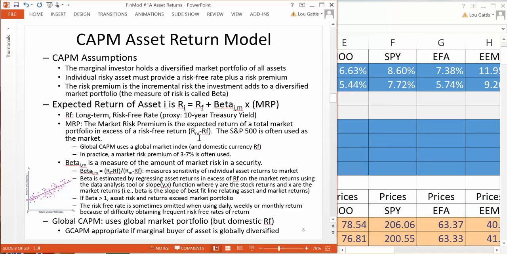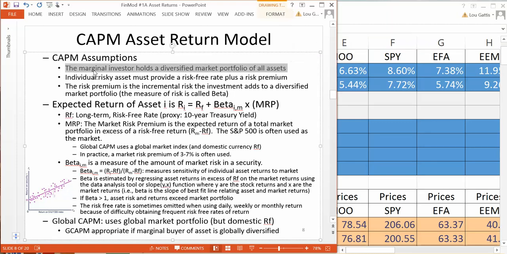So let's talk a minute about CAPM. CAPM is a model for forecasting required or expected returns of an asset. And the model makes some huge assumptions. Those assumptions are that the marginal investor buying, say, IBM stock is already diversified in a market portfolio. In other words, they have a very broad portfolio of assets, and they're just going to add IBM to that market portfolio.